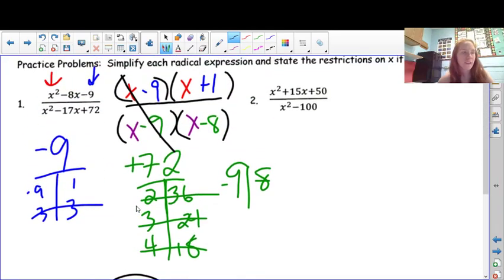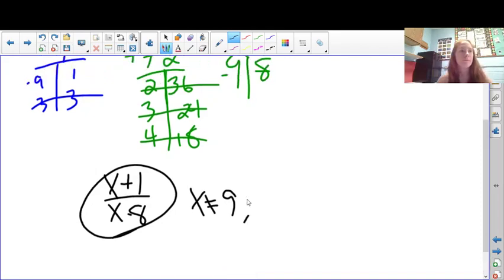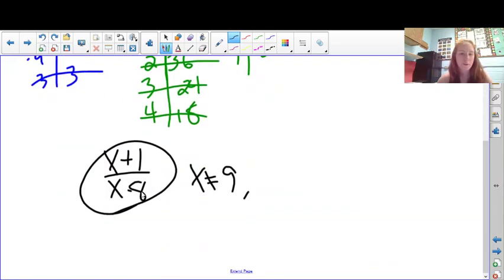Now my restrictions, I need to go back to the original denominator. What value of x would cause this first set of parentheses to be 0? Well, something minus 9 would get me to 0, so in that first one, x cannot be 9. In the second one, what minus 8 would give me 0? Well, that would have to be an 8. So those are your 2 restrictions.